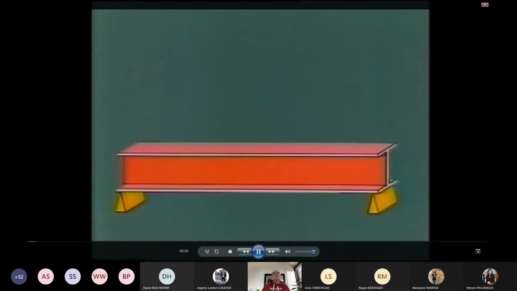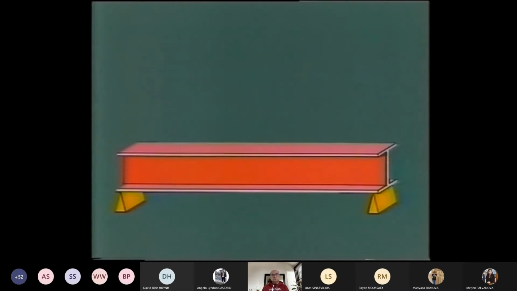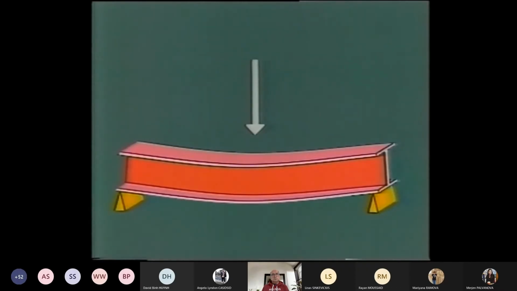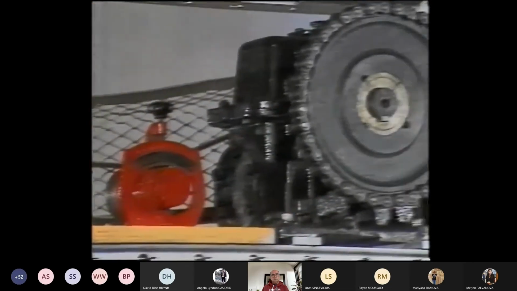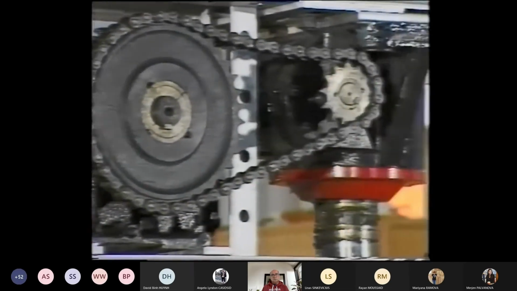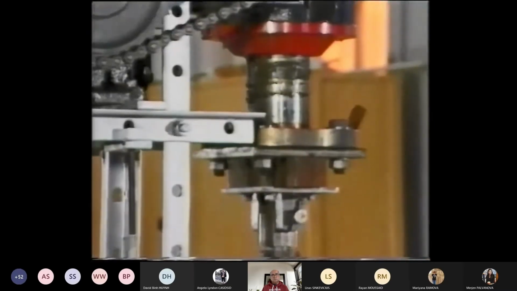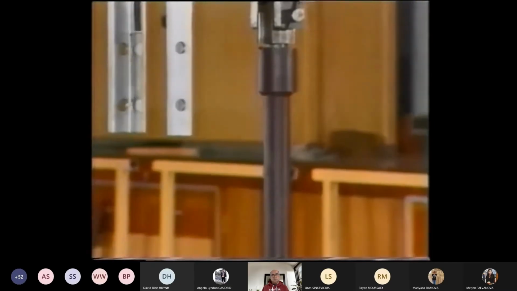The next three tests all concern simply supported beams of varying slenderness. A central vertical load, causing bending, is increased to failure in each case. The first beam is just over a meter in length and can be described as being short and stocky. The load is applied to the beam by a screw jack device via a vertical rod.